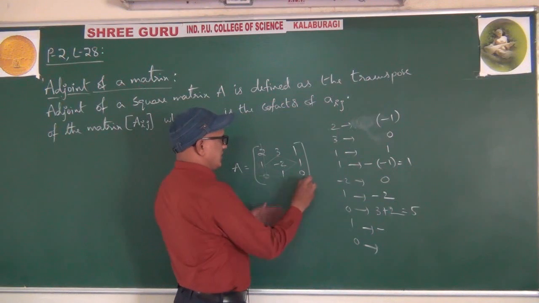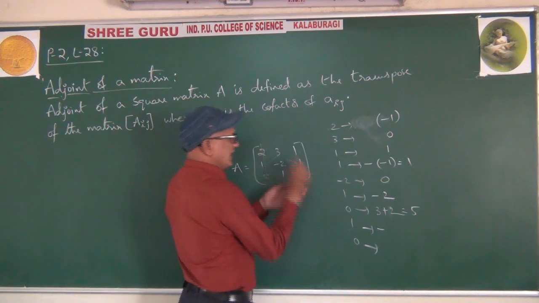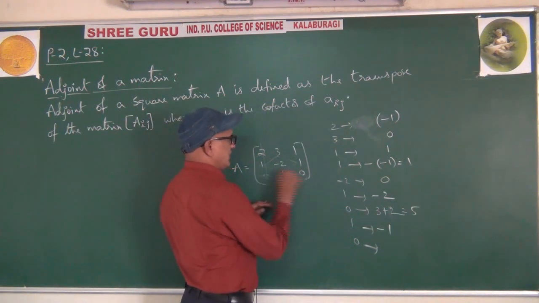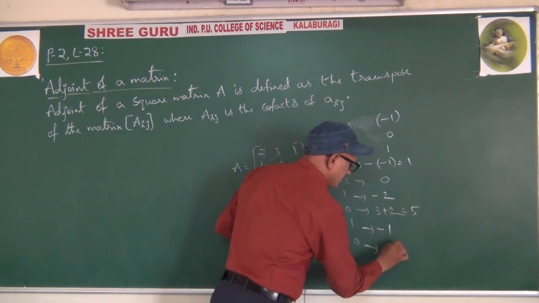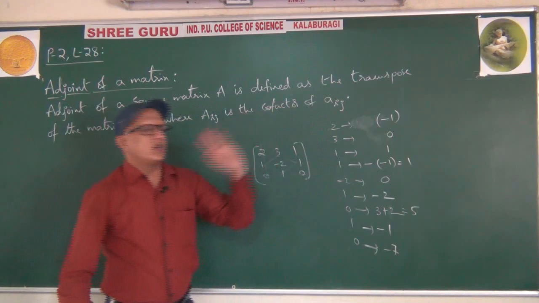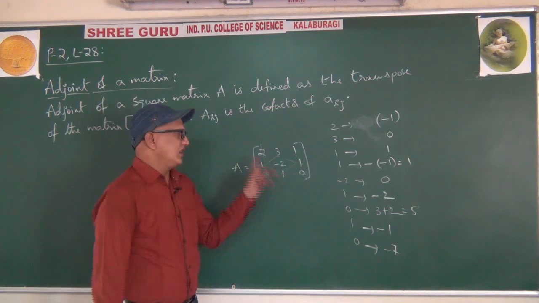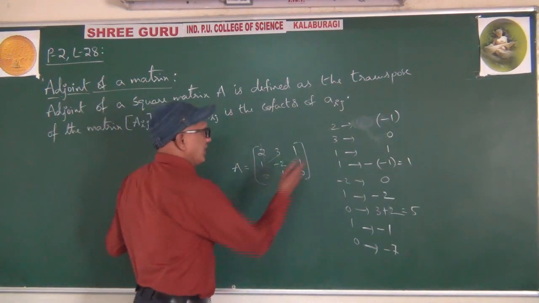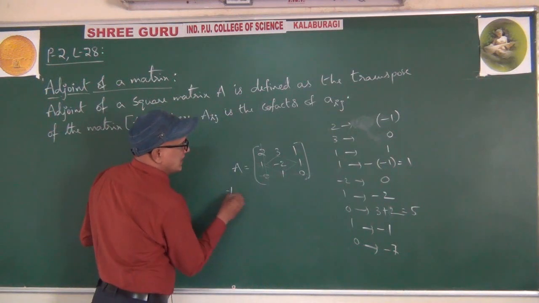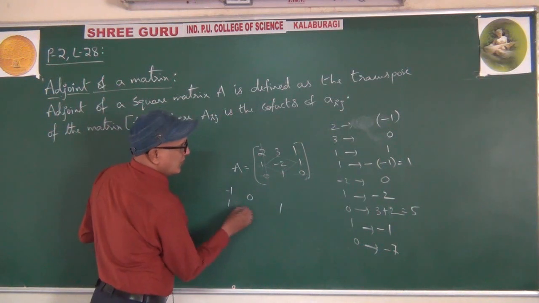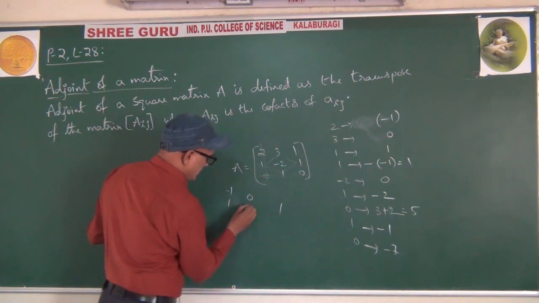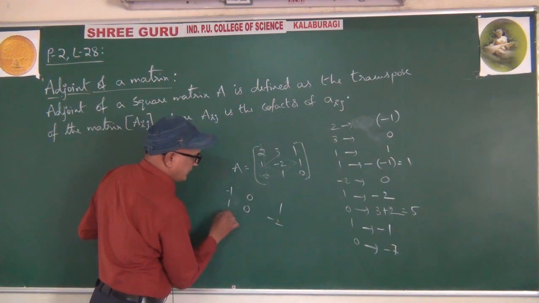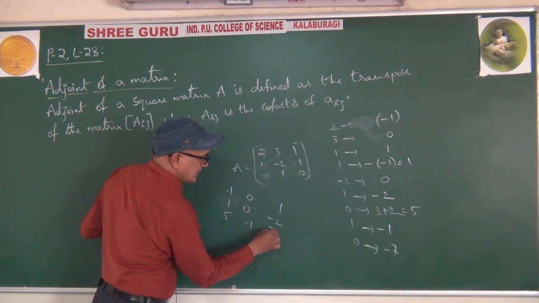For 1, remove this row and column: 2 minus 1, 1. For the last 0, remove this row and column: minus 4, minus 3, minus 7. These are the cofactors for all the elements of this matrix. Then we can write like this: minus 1, 0, 1; 1, minus 1, 0, 1; 1, 0, minus 2; 5, minus 1, minus 7.